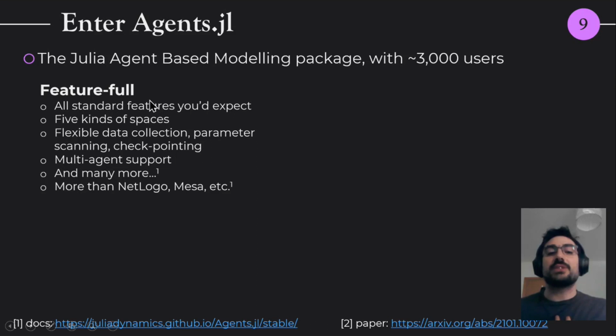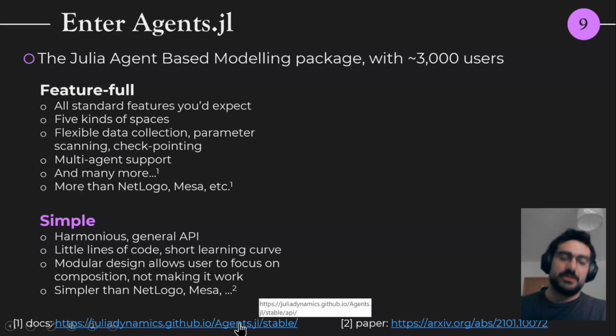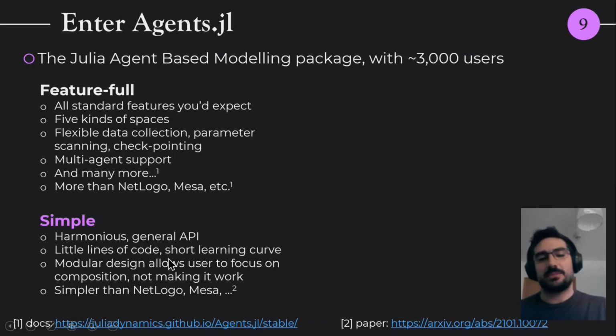It has much, much more features than the competing open source software for agent-based modeling, like the one in Python called Mesa, or NetLogo. It is very, very simple to use. And in fact, in my opinion, and we actually have a paper that says this, it is much simpler than the existing competitors, because you will see the code in a moment. With 50 lines of code, you can do wonders with this package.